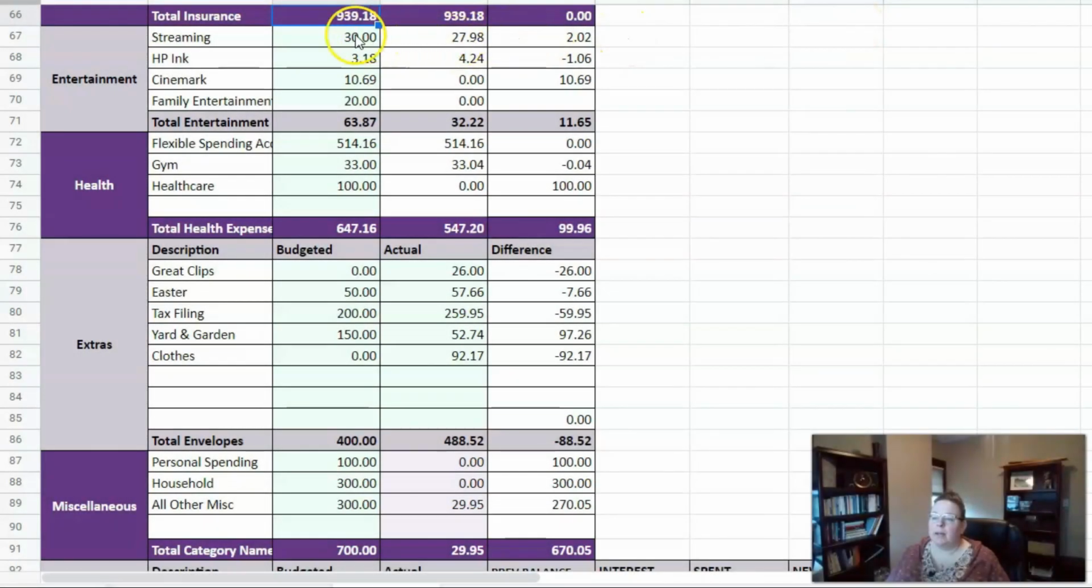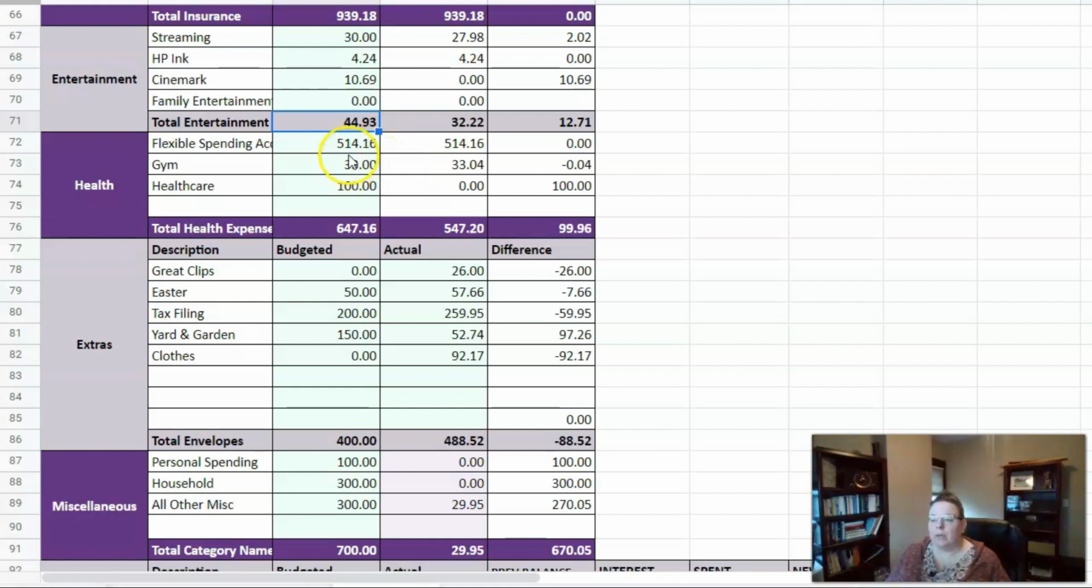In streaming, let's see here, $30 for streaming, $3. Oh, this has gone up a little bit. Actually, it's more like $450, I think. Oh, $424 it says from last month. So $424 for HP Inc. Cinemark is $10, and then I'm going to change family entertainment to $0. And that brings our total to $44. The reason I changed that to $0 is because we have a sinking fund for that now. And so I don't know what we're going to be doing from one month to the next. We don't have anything specific planned for May. So I'm just going to leave it at $0.